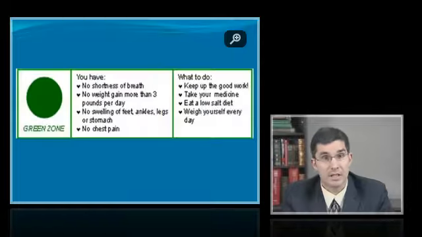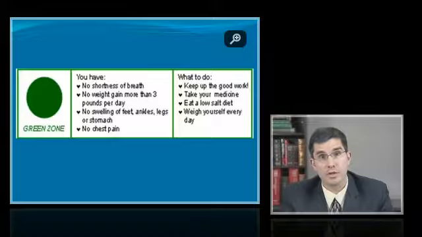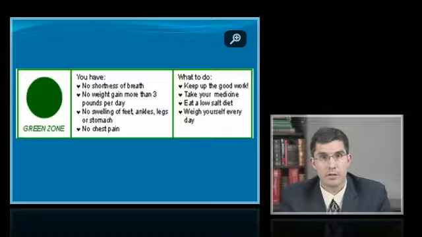We tell our patients that they're in the green zone when they have no shortness of breath, no weight gain of more than 3 pounds in a day, no swelling in their feet, ankles, legs, or stomach, and an absence of chest pain. These patients are doing very well, and we tell them to keep up the good work, take their medications, eat a low-salt diet, and weigh themselves every day.